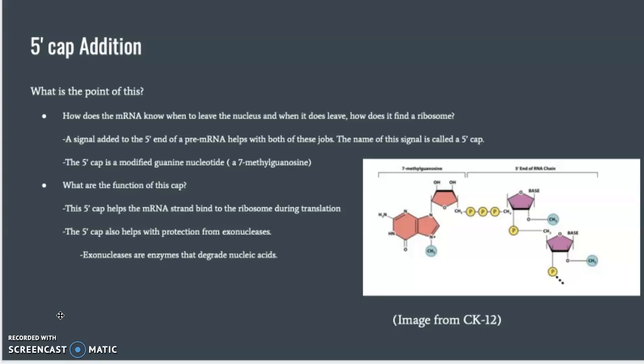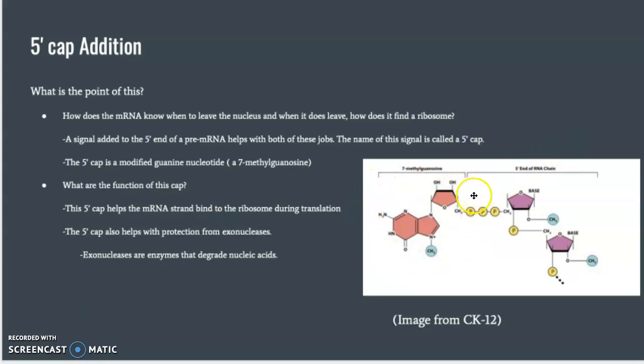So what is the 5' cap addition? What is the point of this? How does the mRNA know when to leave the nucleus, and when it does, how does it find the ribosome and attach to the proper place that it needs to be attached to? A signal at the 5' end of a pre-mRNA helps with both of these jobs. The name of this signal is the 5' cap. This 5' cap is a modified guanine nucleotide.